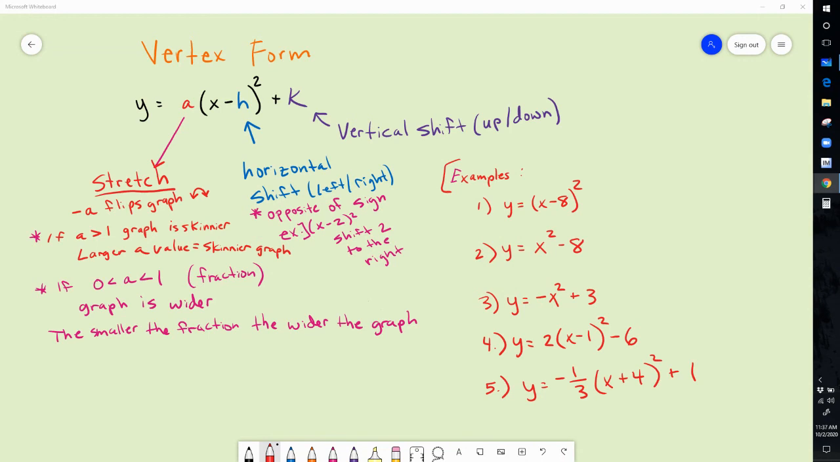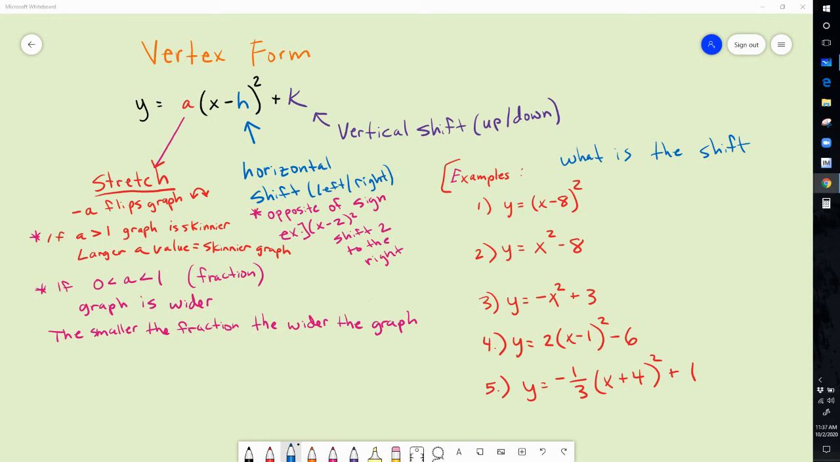Now you can see next to your vertex form notes that I've given you some examples. What I want you to do with those examples is tell me in what way the graph shifted. How did the graph shift from the parent function? What is the shift? Please pause and write down what the shift is, and then I'll go over them.